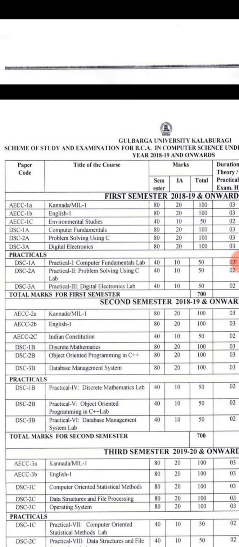And the second practical is problem solving using C lab. Again it is for 50 marks, 40 external, 10 internal. And the third practical is digital electronics lab. Again it is for 50 marks, 40 external and 10 internal.